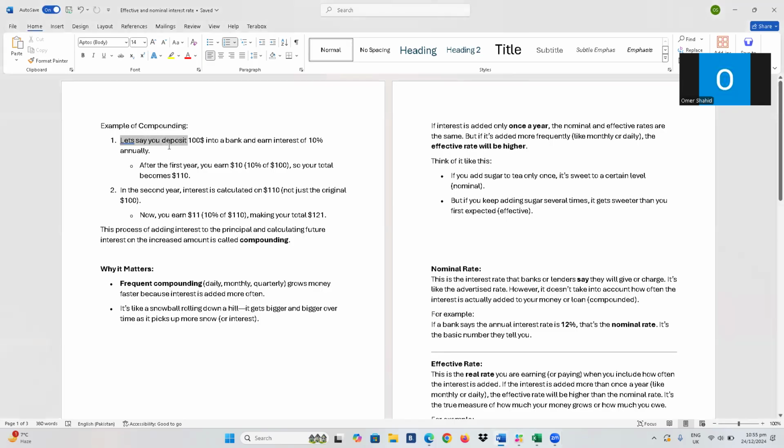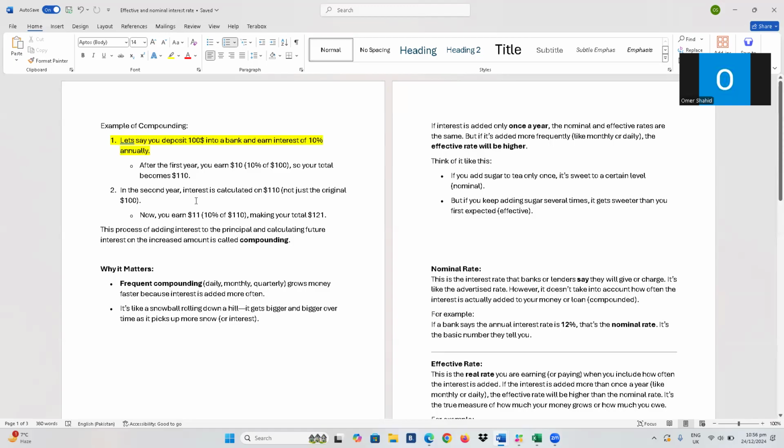Let's say you deposit $100 into a bank and earn interest of 10% annually. So after the first year, you will earn $10. If you calculate on your calculator, 10% of $100 is $10. So after 1 year has passed, you will earn the interest of $10. So your total amount will become $110. Am I right?